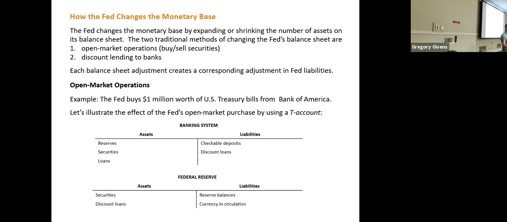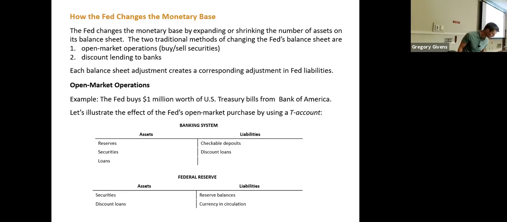What about the Federal Reserve? Well, we're going to strip the balance sheet down to look at just these main entries here. On the asset side of the Fed's balance sheet, we have its securities holdings and any discount loans it's made to banks. And the two main liabilities are reserve balances and currency in circulation.